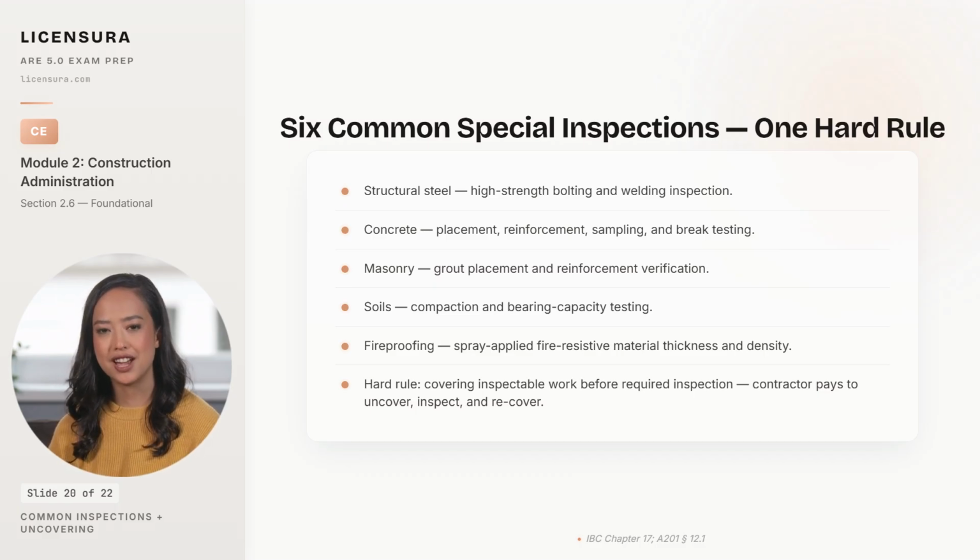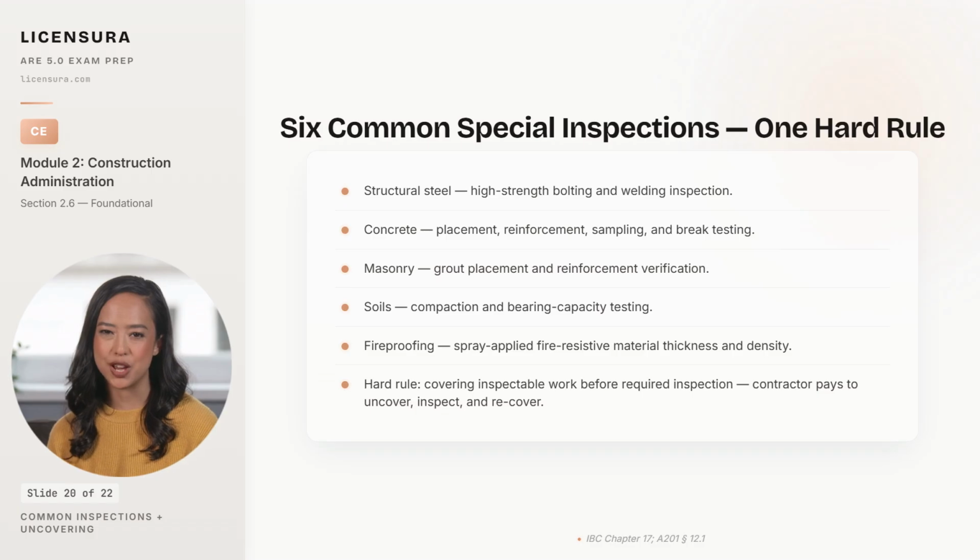Concrete is the broadest category. Placement, reinforcement, sampling, slump testing, and break testing of cylinders for compressive strength. Masonry inspection covers grout placement and reinforcement verification and applies on most masonry walls and bearing structures. Soils inspection covers compaction and bearing capacity testing and happens before footings and slabs are poured. Fireproofing inspection covers spray-applied fire-resistive material thickness and density and is the inspection that ends careers when it is missed and a fire reveals under-applied protection.